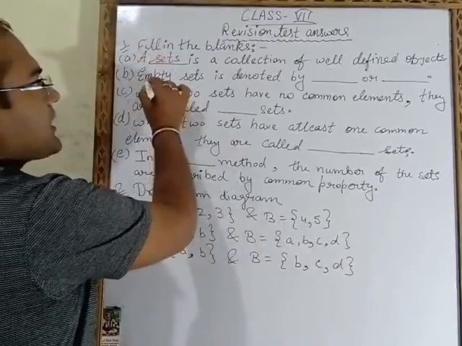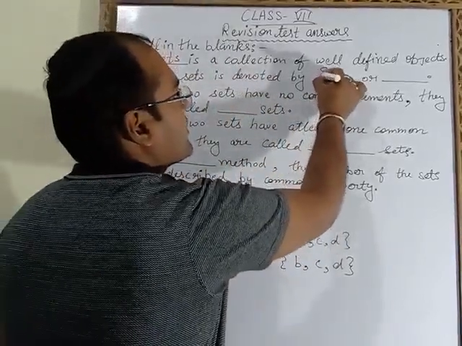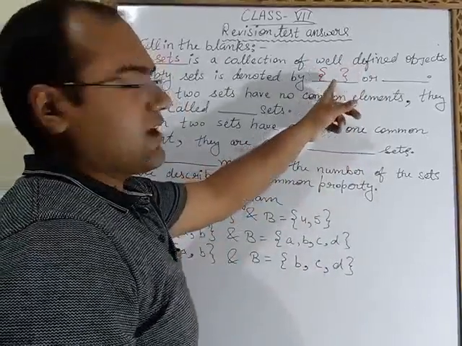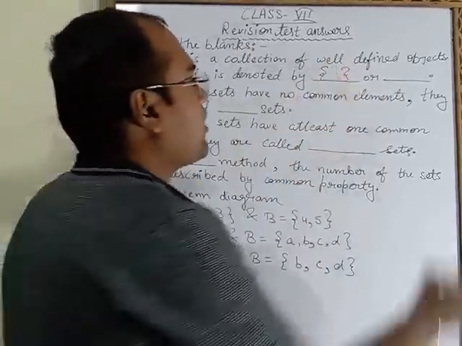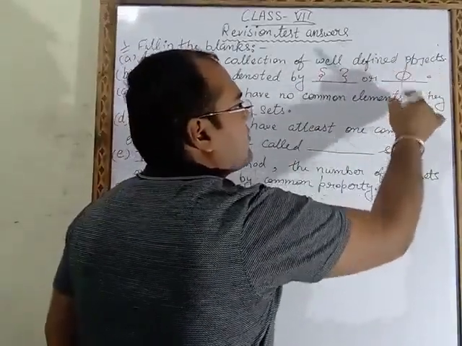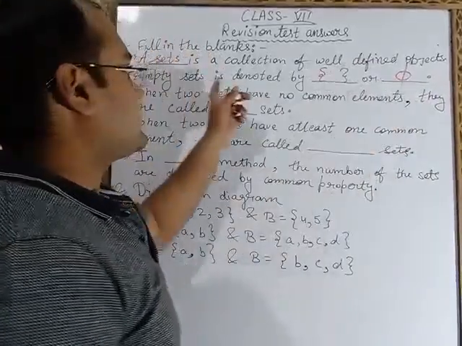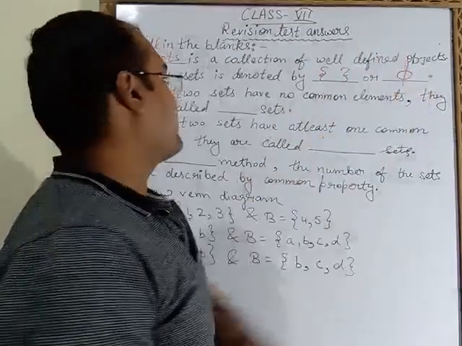Now B part, empty set is denoted by either these brackets, we have to show, that means nothing should be there inside this empty bracket, or phi. This symbol is called phi. So an empty set we have to denote by either an empty bracket or with phi.